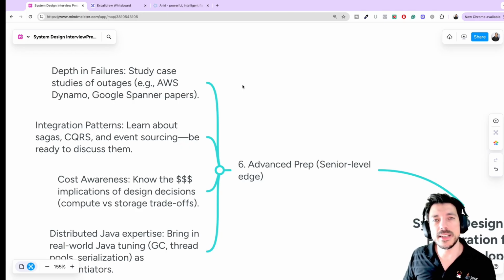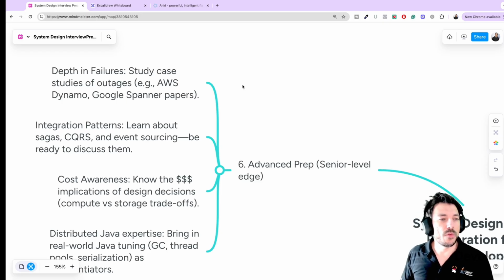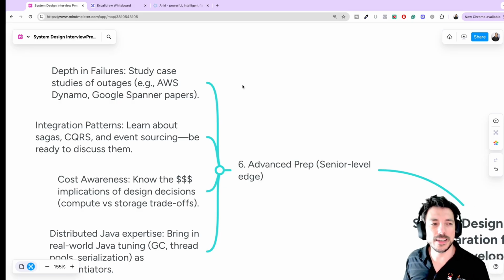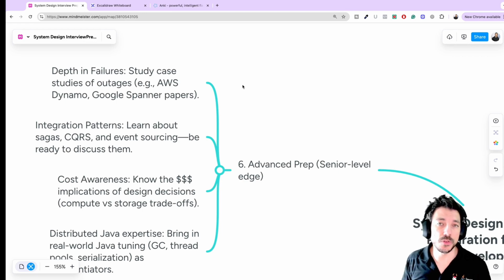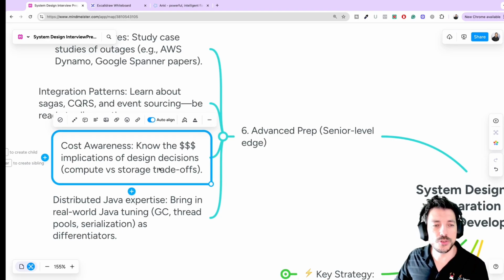So the more you can explain that you know how to handle cloud services failures, the better for you. And regarding integration patterns, learn about sagas, CQRS, event sourcing, and also be ready to discuss them. So if a discussion comes up during the interview, it's important that you know how to discuss all of those patterns, right? And you need to talk about costs, and you need to know what the trade-offs are of choosing one technology over the other.